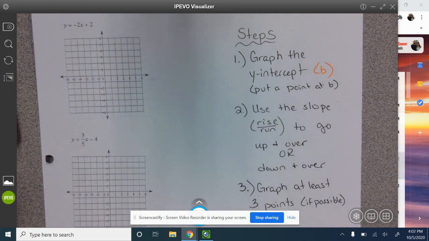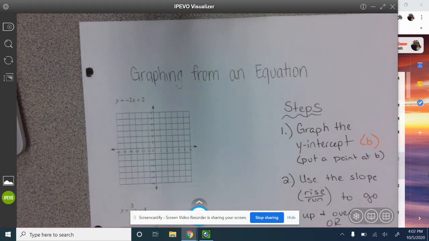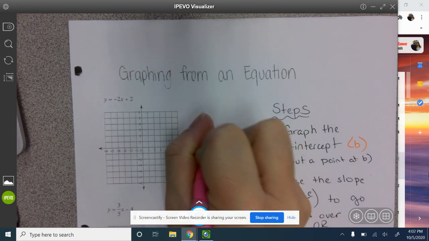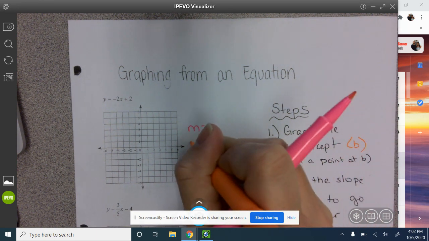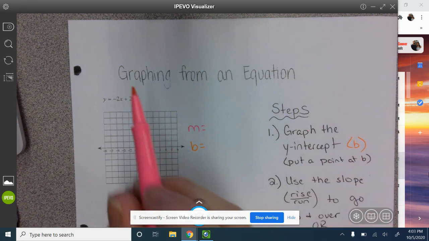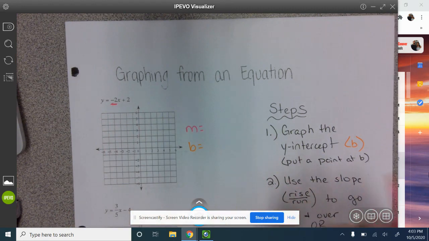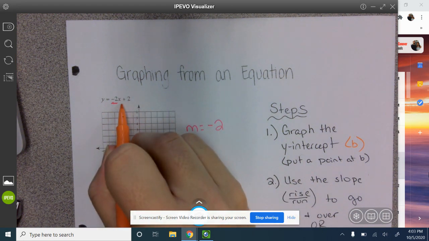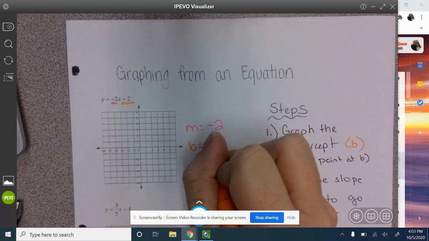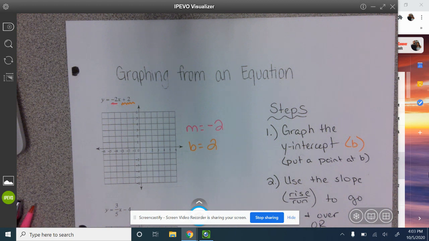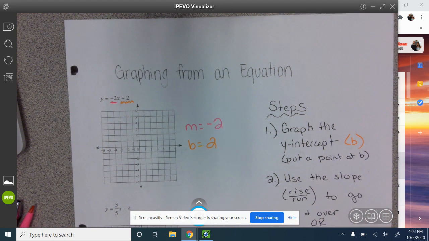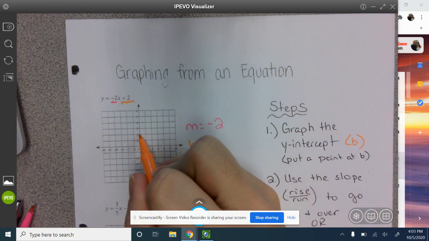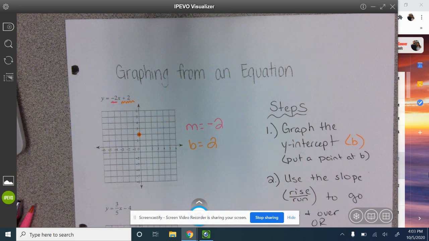Okay? So now, if we look at our first graph, before we do anything, I want us to identify your m, which is your slope, and your b, which is your y-intercept. Remember, your slope is the one that comes with x, so my slope is -2. My b, you start at the operation and get the number, it is a +2. So if I go by my steps, my first thing is to graph the y-intercept. So on your y-axis, go to +2 and put a dot.